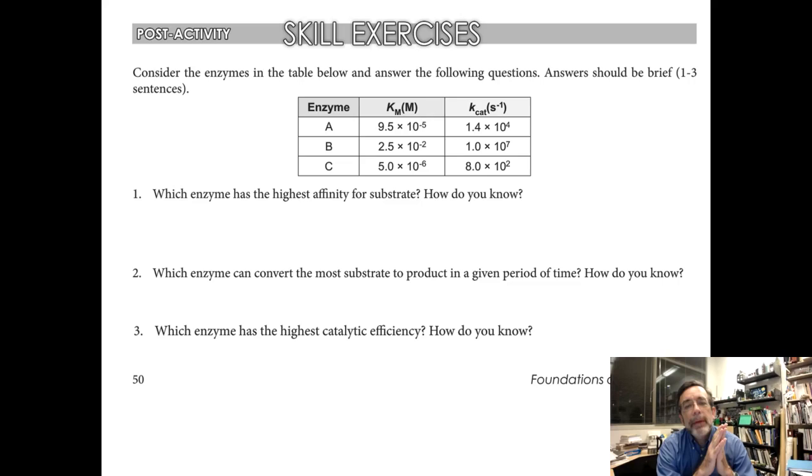So I want you to look at these enzymes in the table before. I wanted to put this on a worksheet, but we already had enough worksheets. So instead, I'm just going to show it to you right now. Look at the tables, and we have enzyme A, B, and C.